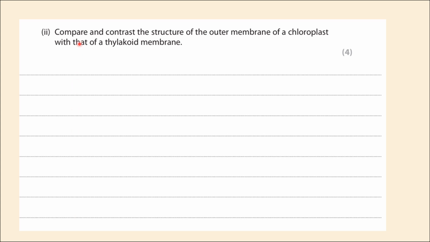The next question is the same as the one we discussed in the October 2021 paper. Here also you have to compare and contrast the structure of the outer membrane of a chloroplast with that of a thylakoid membrane. And in the previous question, we did a comparison between the inner membrane and the thylakoid membrane. You know both outer and inner membrane share similar characteristics. Therefore, the answer is the same here also.